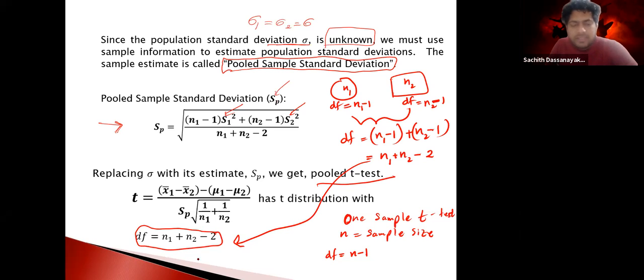So for this degree of freedom, you don't have to use a giant equation like you had in the last case. Instead, you have to find Sp using this. Any questions?